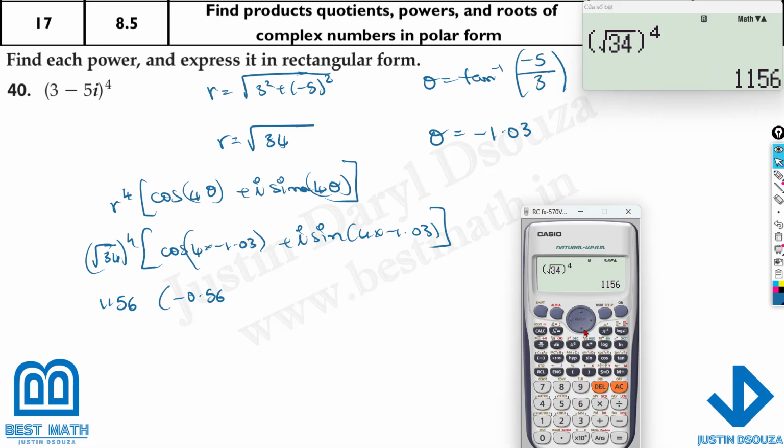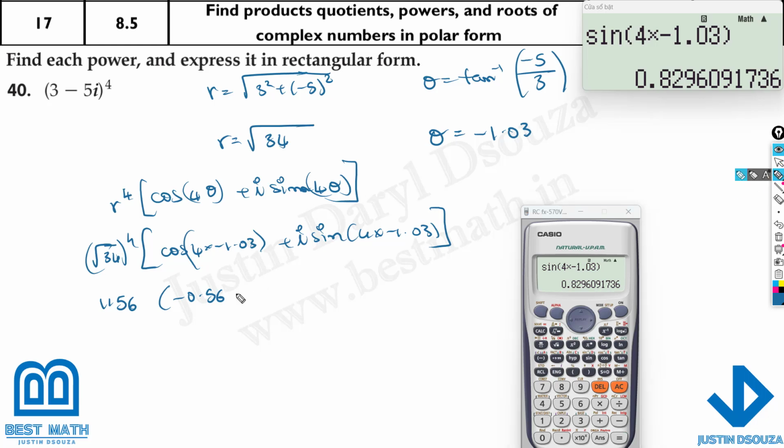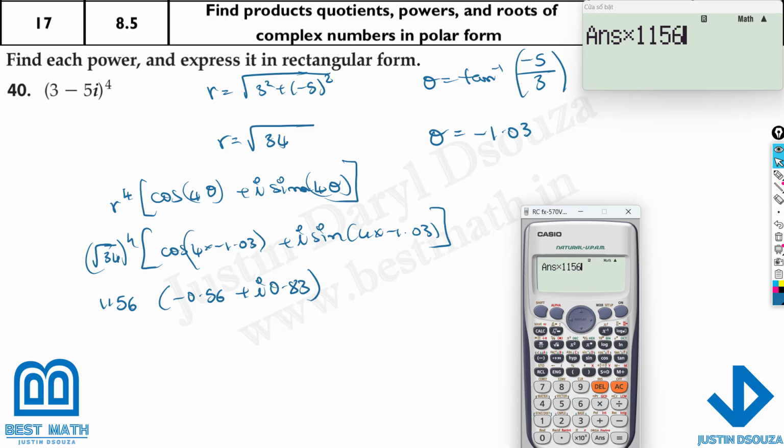All you do is, okay, not this, this one. Just change it to sine. And it is positive 0.83, plus i 0.83. Now we have to multiply 1156 throughout these both values. So here if I multiply 1156, see, this might vary. It'll be 959. But I'm going to take only 2 decimal points because I'd consider only 2 decimal points elsewhere. It's almost the same.